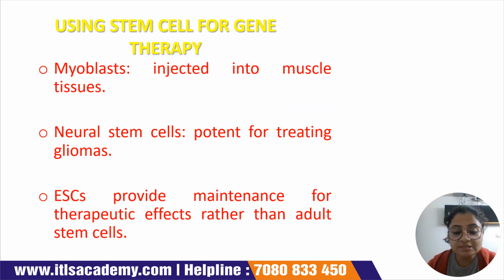These hematopoietic stem cells can give rise to myoblasts, the muscle cells, when they are injected into the muscle tissue. They can give rise to neural stem cells, and therefore they can be a potential candidate for treating gliomas. We also have the embryonic stem cells, which provide better maintenance of therapeutic effects than the adult stem cells, because embryonic stem cells are much more potent, having multipotency at a higher level than the adult stem cells. Since they are isolated from the embryo, they have much more potential to differentiate and develop into different other types of cells.